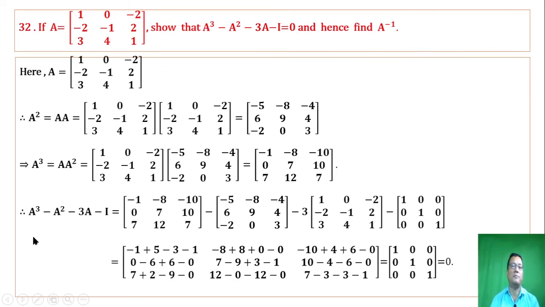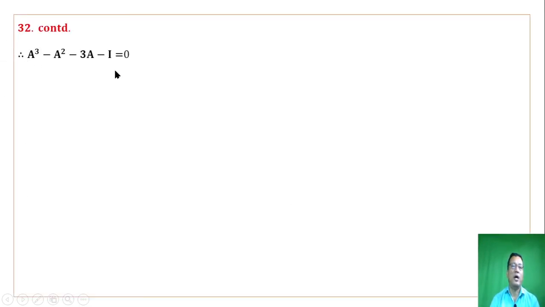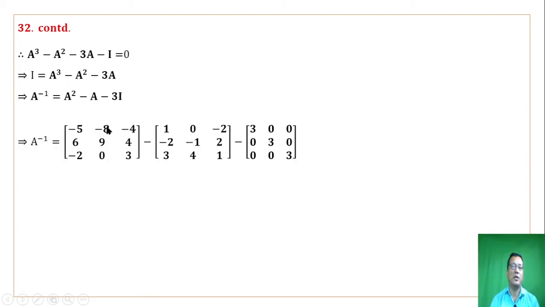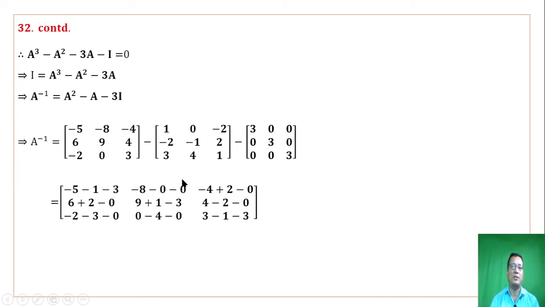For the second part, we have this I equal, from which we have to solve for I and A inverse. Multiply A inverse on both sides. We have this inverse equal to this, and put A square here for I, and simplify, we get this, which is the inverse of the given matrix using the relation obtained above.